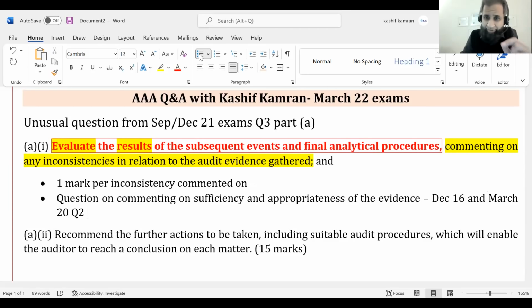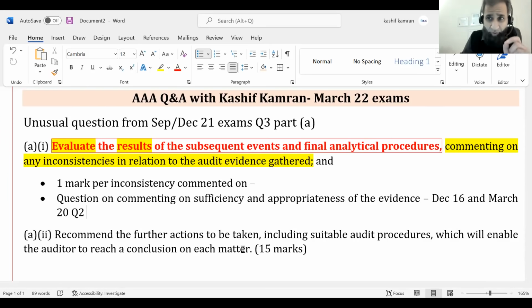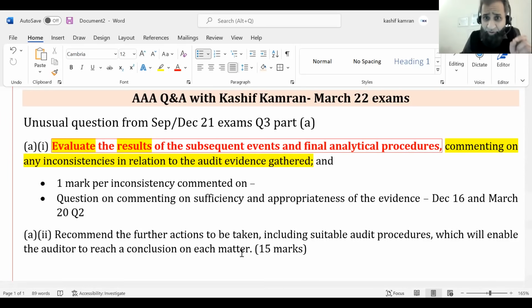So I would not consider this as something unusual. I would consider this as something usual, because commenting on the sufficiency is exactly like commenting on the inconsistency in relation to the evidence gathered. So while I am reading the results of the subsequent event, I am focusing on whether the evidence gathered by the audit team is good or bad. And when I'm focusing on the results of the analytical procedures, I'm focusing on whether the evidence gathered by the audit team is right or wrong.